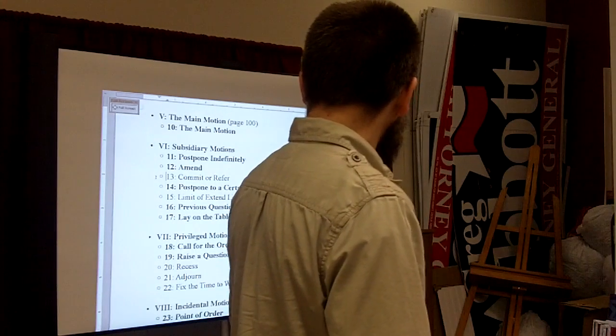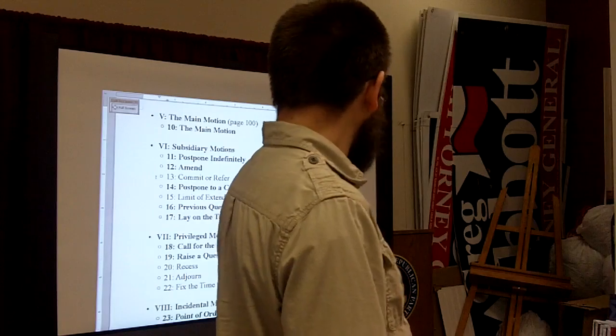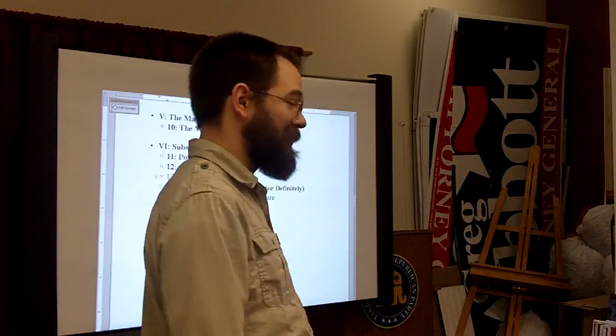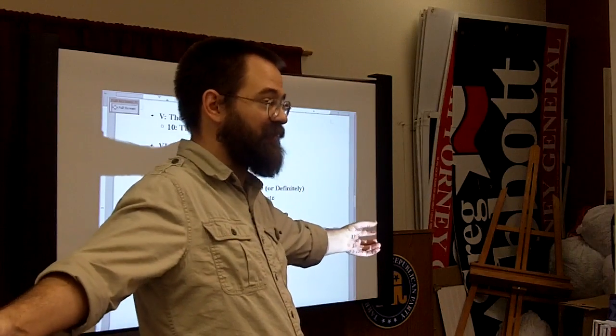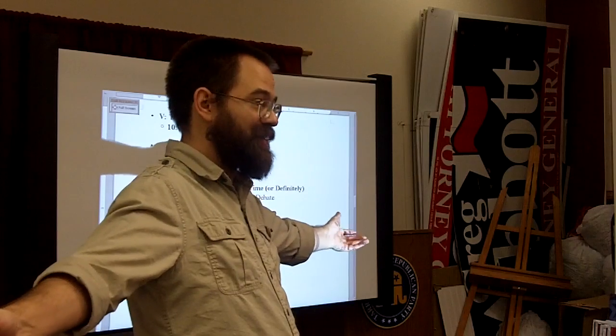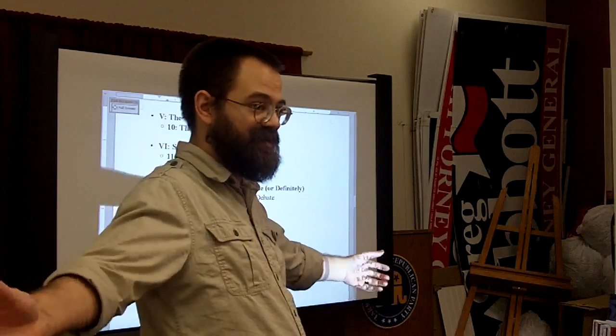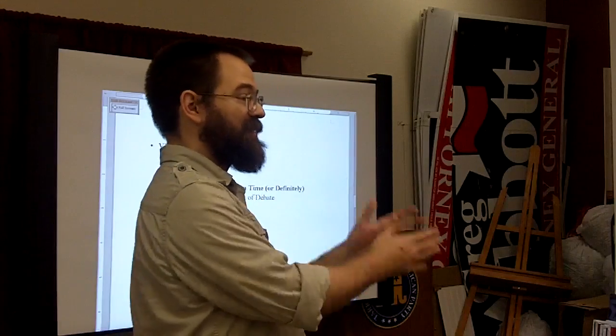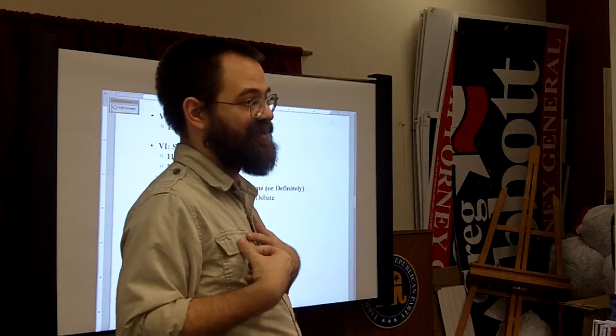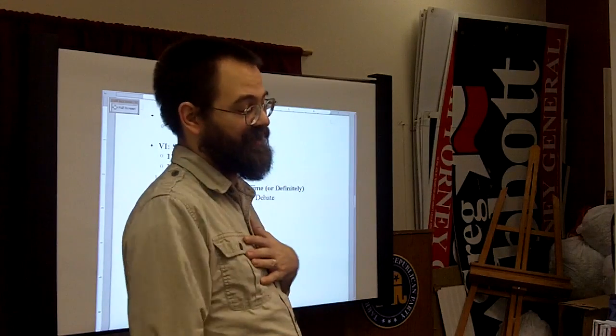Motion to amend is obvious enough. Commit or refer. I like to see this at conventions more. I'd like to see it when there's 20 people at microphones for a platform discussion, and you want to let them all have their piece, but you don't want to do it all in front of the whole convention. Just say, how about if you 20 go form a committee in the back of the room and bring a recommendation to us in 15 minutes, and we're going to move on with the other things.